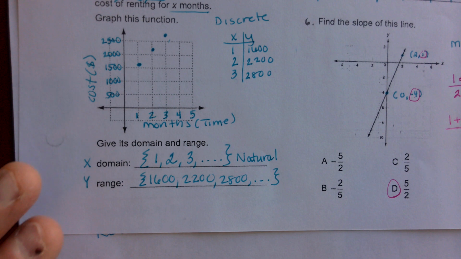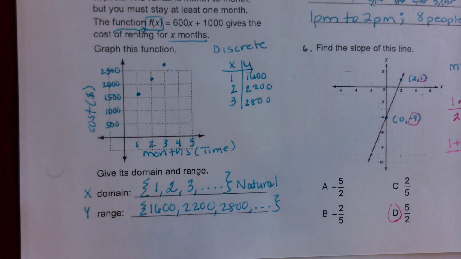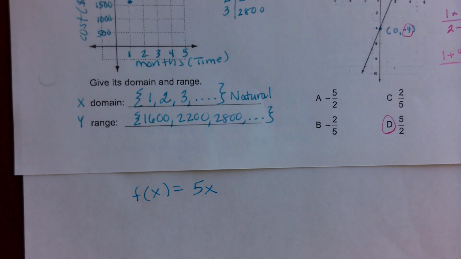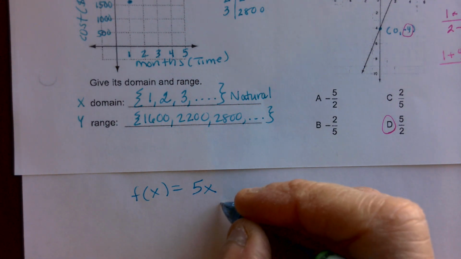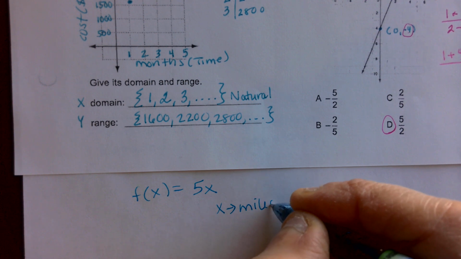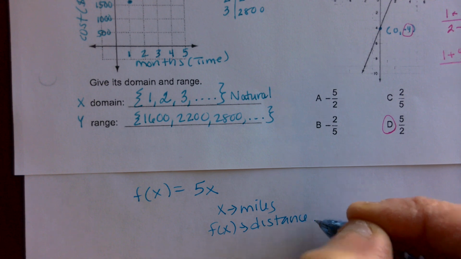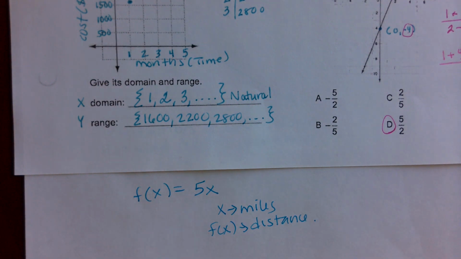Let's just make one up. Let's just say that f of x is 5x. And x is the number of miles. And f of x is the distance you run. That doesn't make sense. That is a bad, bad example. Let me see.